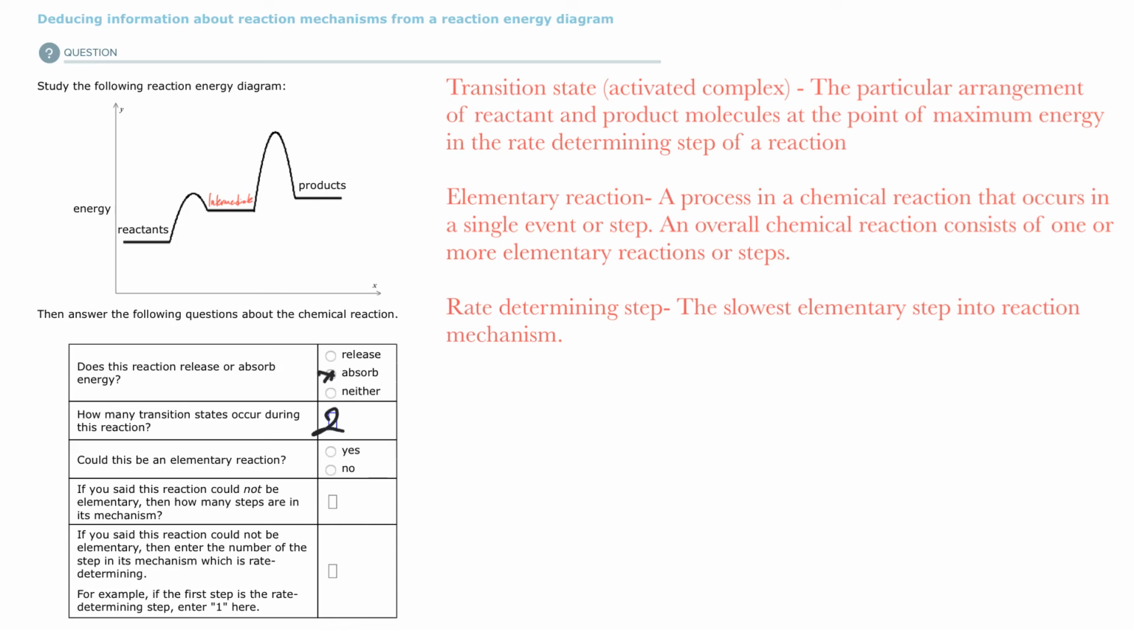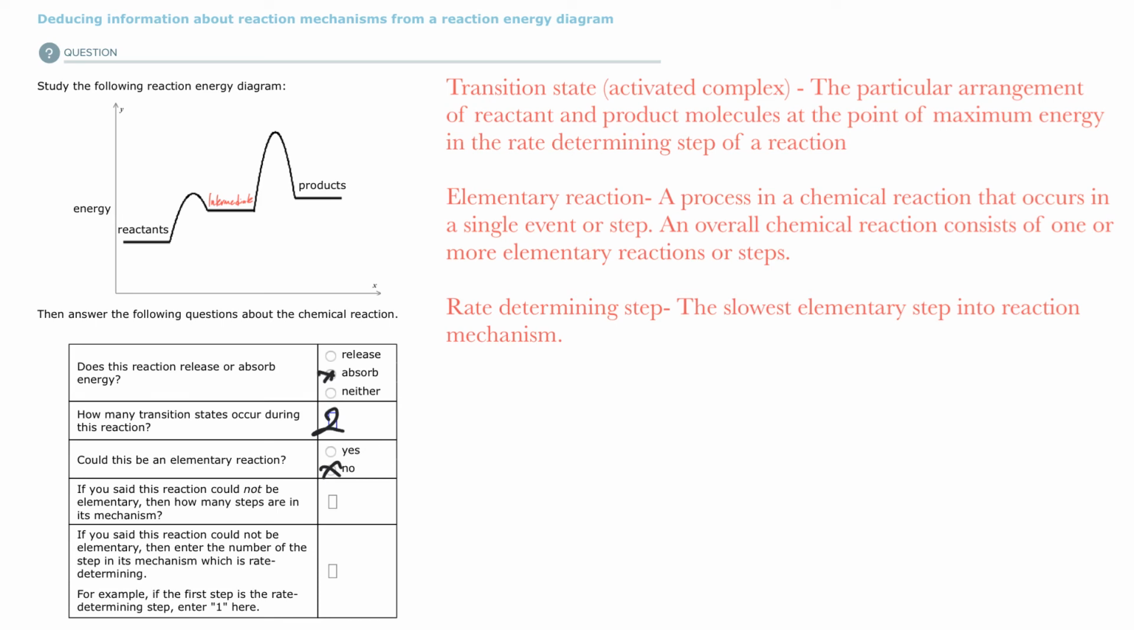Could this be an elementary reaction? In this case, it can't, because I've got 2 transition states. That means I've got products being made here and then products being made here. So it can't happen in a single step. This would have to have 2 steps. So the answer is no, you couldn't do this in a single step.